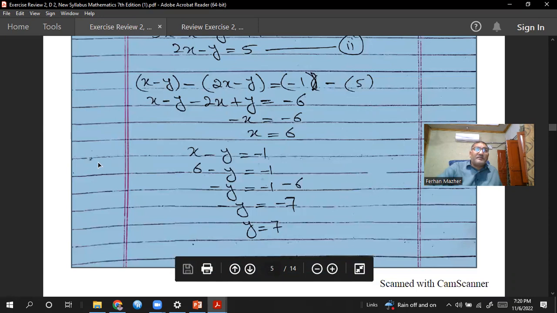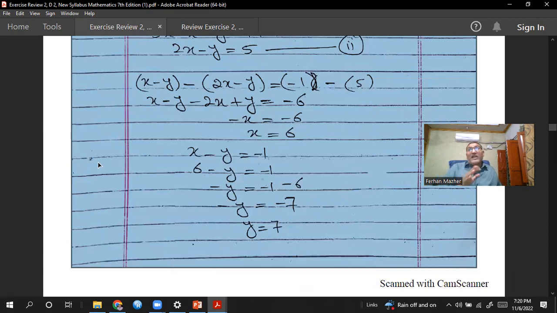of x. So x minus y minus bracket 2x minus y equals minus 1 minus 5. So you will have x minus y minus 2x plus y equals minus 6. So minus x is equal to minus 6. So x will be equal to 6. Now you have the value of x. Now I can substitute this value into my first equation, which is x minus y equals minus 1.